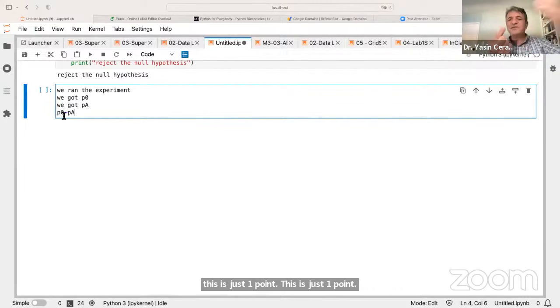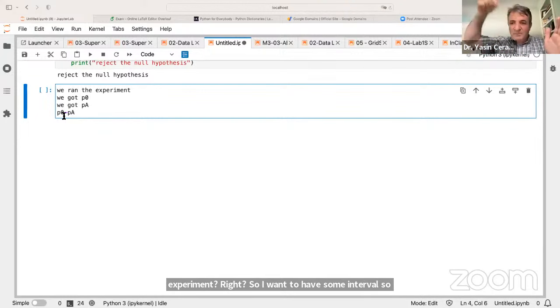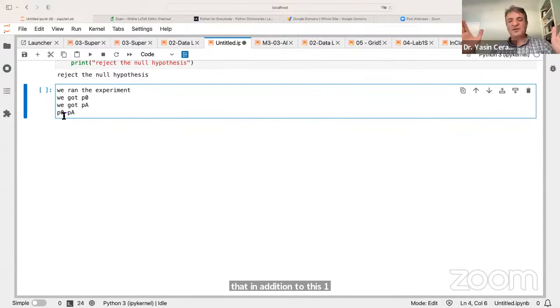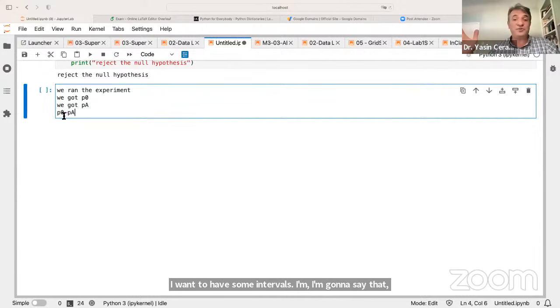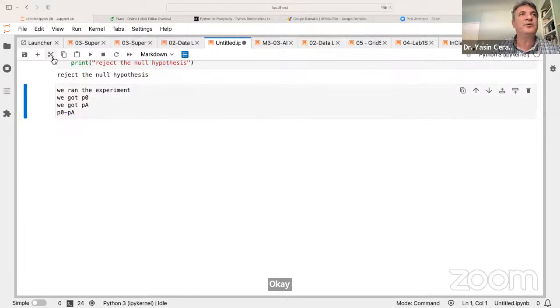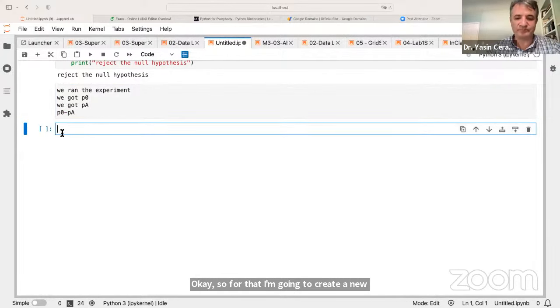What if I repeated this experiment? I want to have some interval so that, in addition to this one point, I might have 1 million points. I'm going to say that 95%, or say 97.5%, of the time the experiment results will fall in between these two numbers. For that, I'm going to create a new variable. I'm going to call it margin of error.